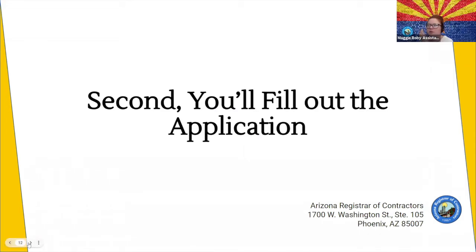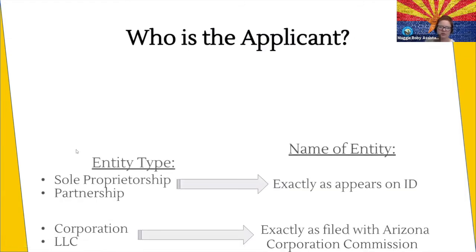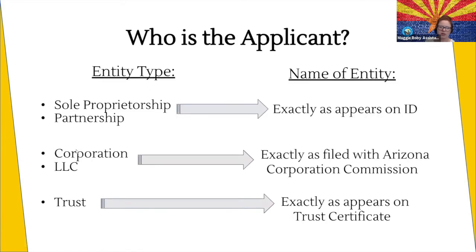All right, so we're going to go through filling out your application. So the first thing you need to determine is who is going to be the applicant. So in Arizona, you can apply as a couple different types. So we have the option to apply as a sole proprietorship or a partnership. You can also apply as a corporation or an LLC. You can also apply as a trust.